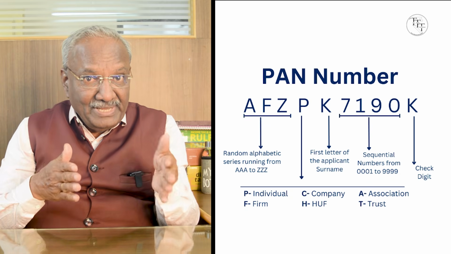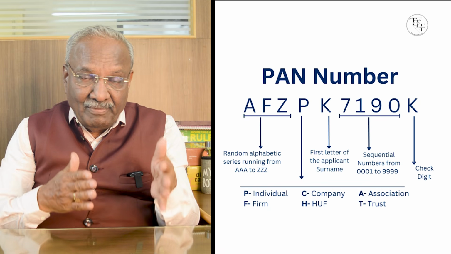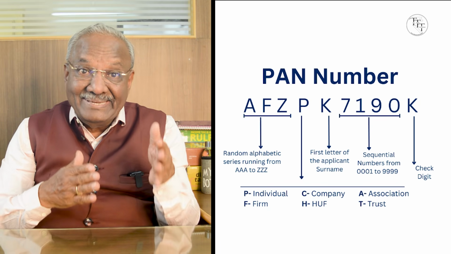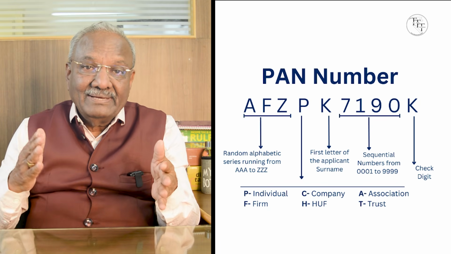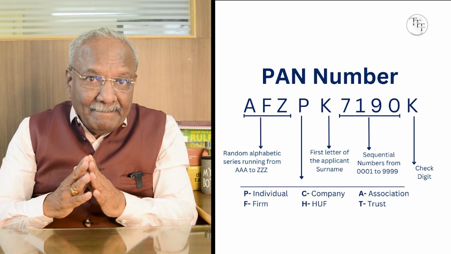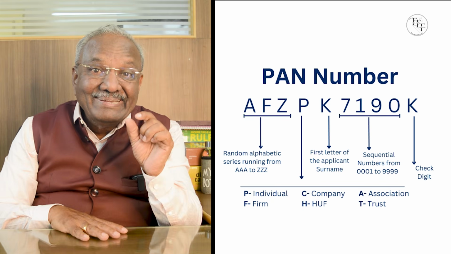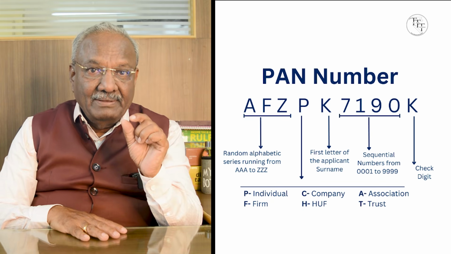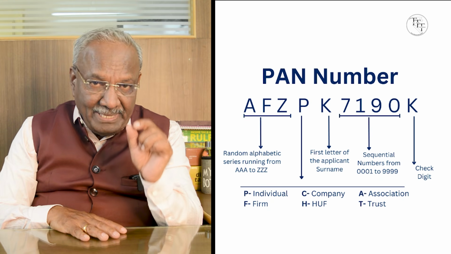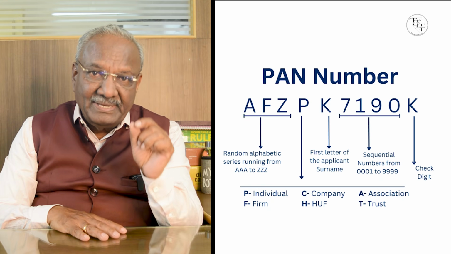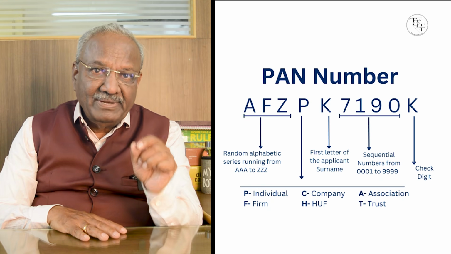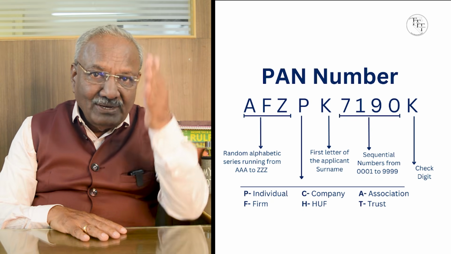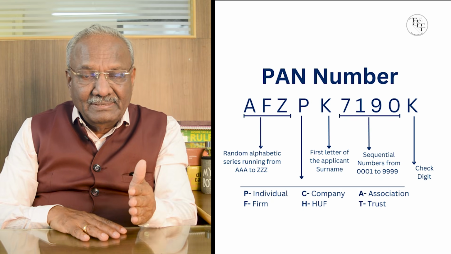So the first 3 alphabets indicate the series and the next alphabet indicates your status. If you are an individual, it is P. If you are a company, it is C. If you are a firm, it is F. Like that, all the 7 statuses.